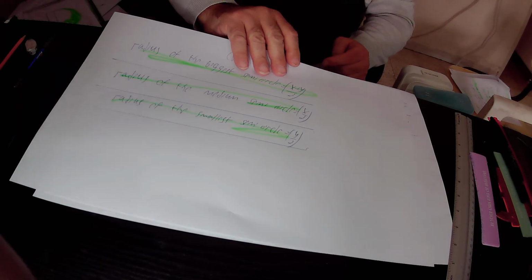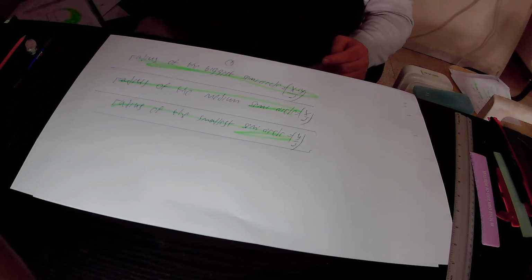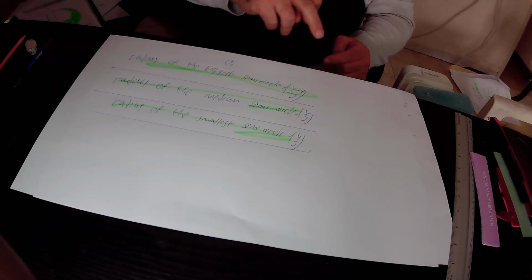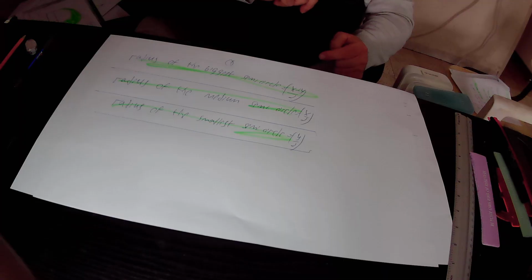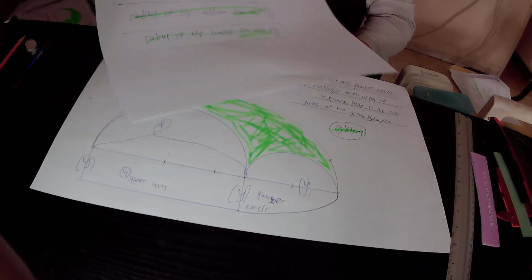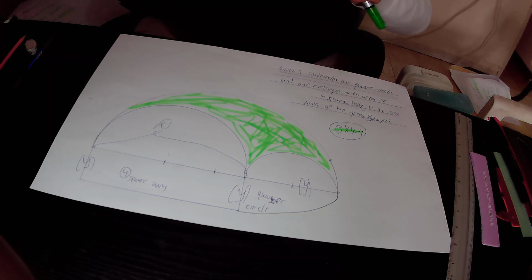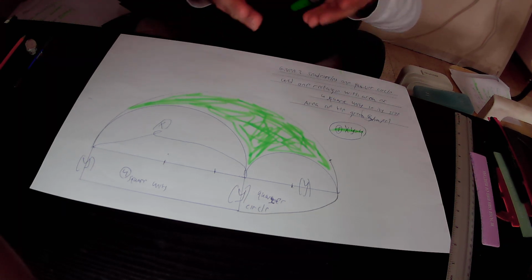Now we found that the radius of the biggest semicircle is equal to x plus y over 2 units in length, the radius of the medium semicircle is equal to x over 2 units in length, and finally the radius of the smallest semicircle is equal to y over 2 units in length. Our task is to find the area of this ring shape. So what is the area of this ring shape?